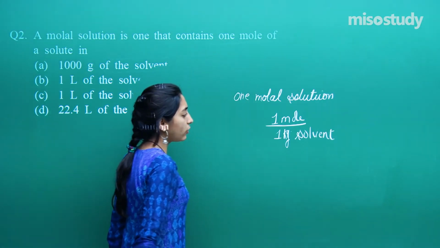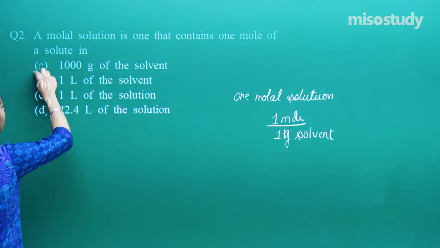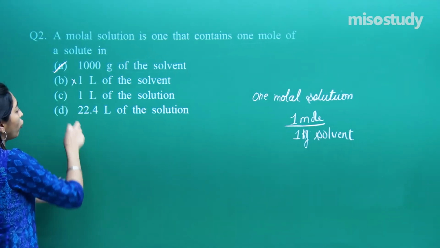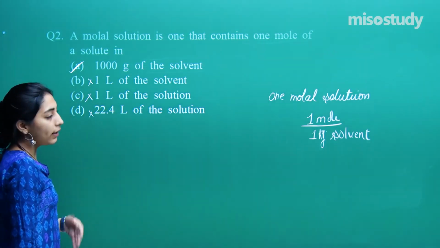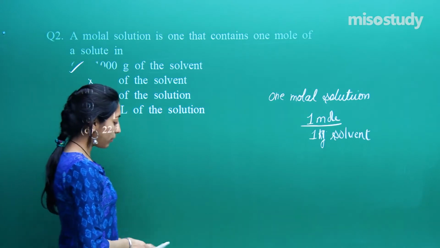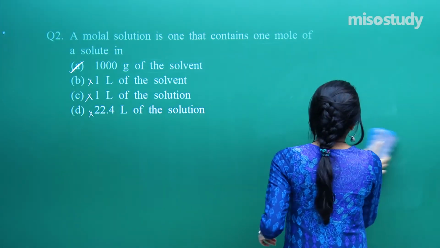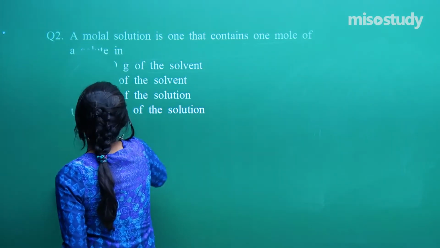That is the definition of molar. See, 1000 grams of solvent is nothing but 1 kg of solvent. 1 liter of solvent, no. 1 liter of solution, no. 22.4 liters of solution, no. So directly coming to the answer, option number 1 is the correct option for this particular question. See, this was also an easy and a scoring question.